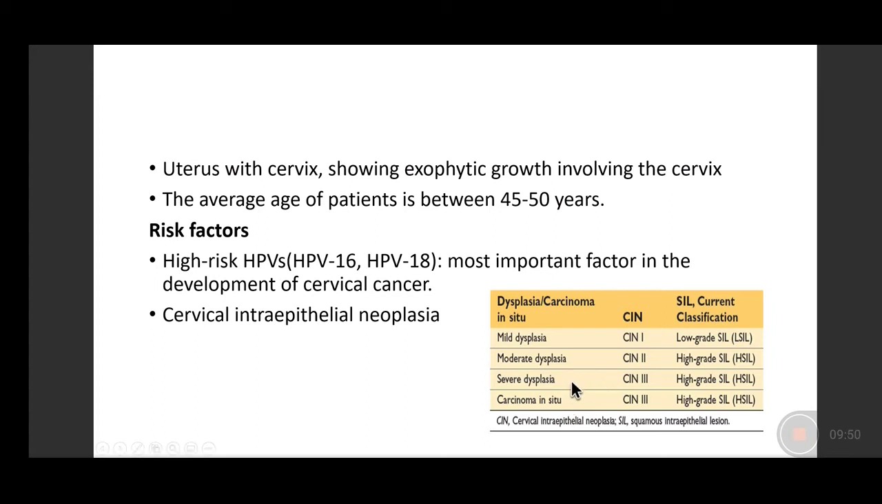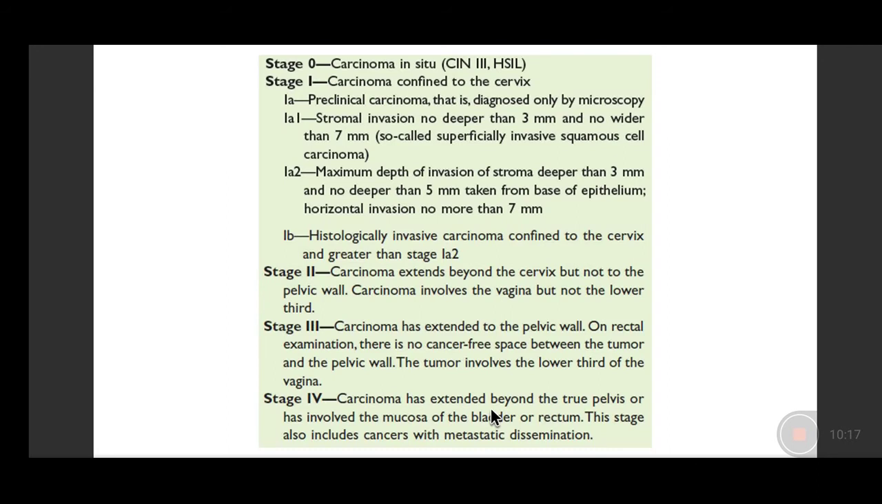The difference between severe dysplasia and carcinoma in situ is that both of them fall under the high grade squamous intraepithelial lesion classification. It is just that the lesion is confined to the basement membrane. So if there is a breach in the basement membrane, then you will call it frank carcinoma cervix. So staging of carcinoma cervix is very important.